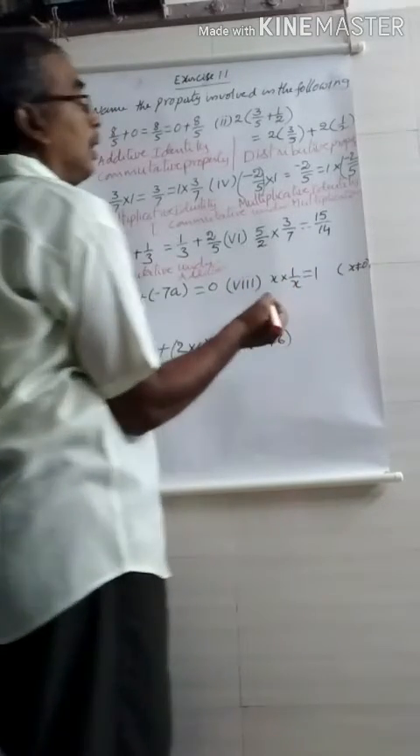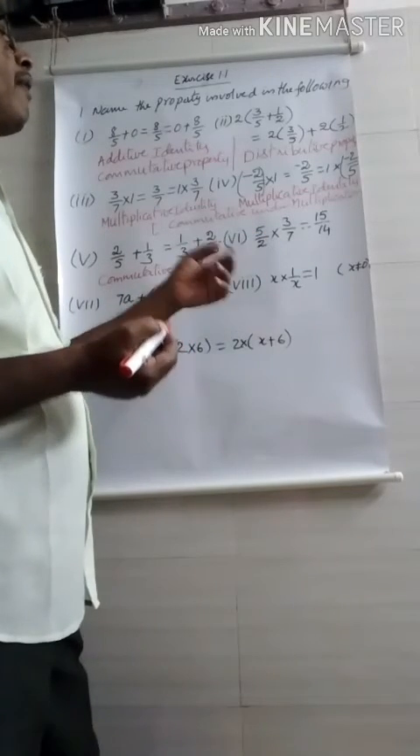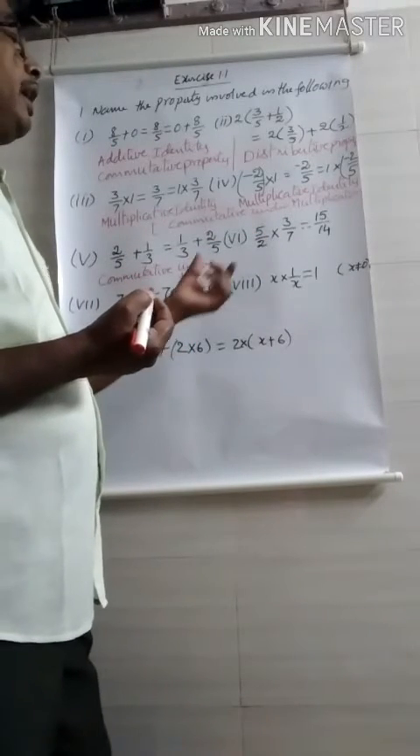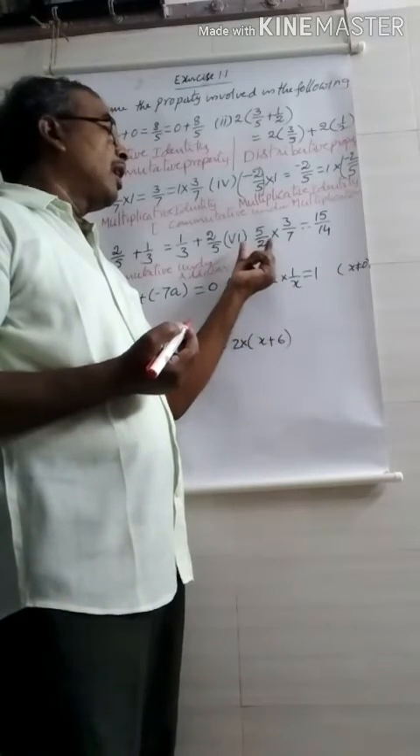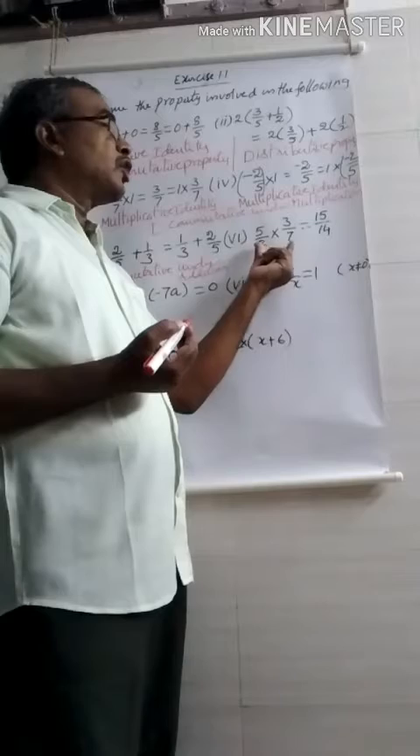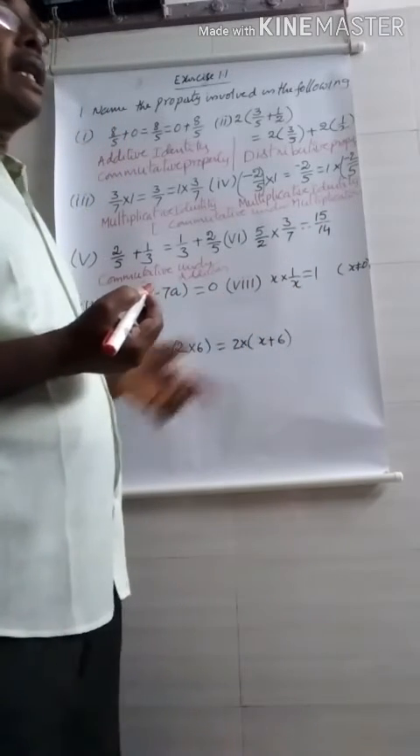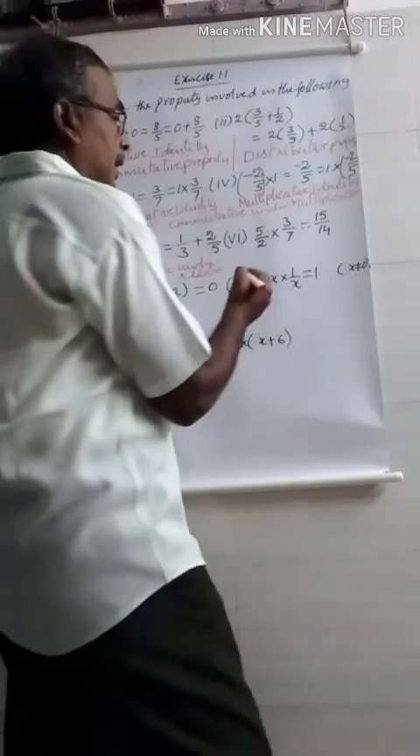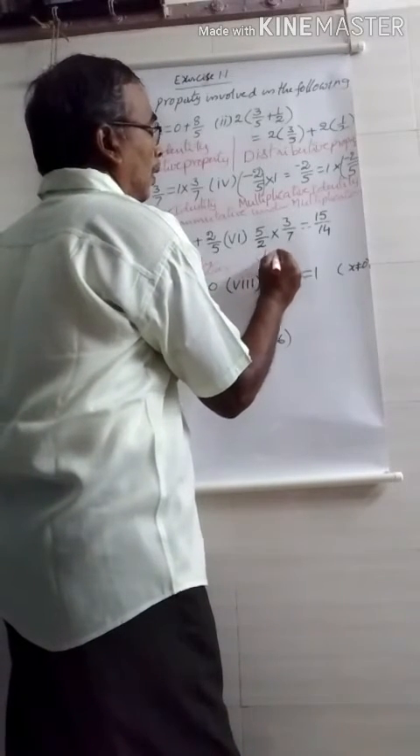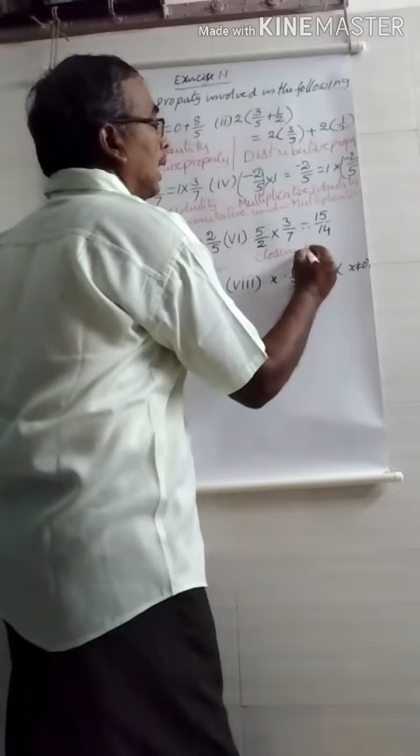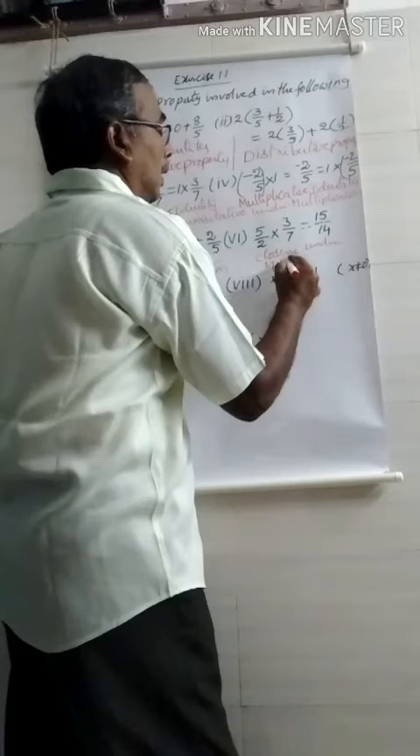Now here, how is it? 5 by 2 into 3 by 7, that equal to 15 by 14. Here, 5 by 2 is a rational number, 3 by 7 is also a rational number. Multiplication of these two, what we get, it is also a rational number. That means it indicates a closure property. It is a closure property under multiplication.